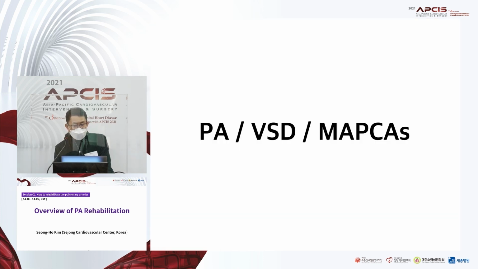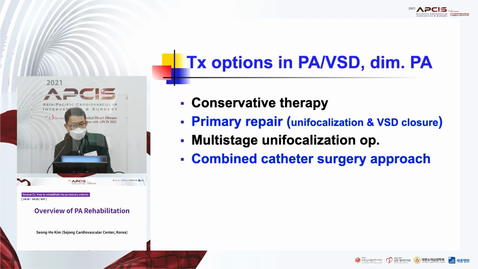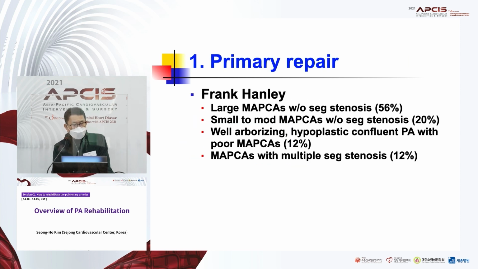Okay, I'd like to move on to pulmonary atresia with MAPCAs. The treatment option is divided. One group is primary repair, which means the unifocalization and the atresia closure, and the other group is stage 1, combined catheter surgery approach. Primary repair is usually performed by the Frank Henry group.